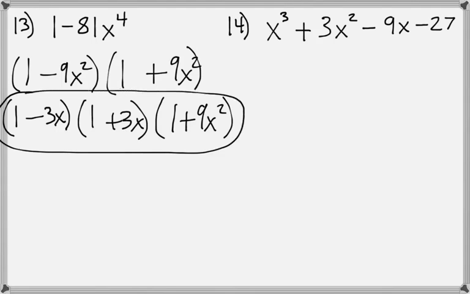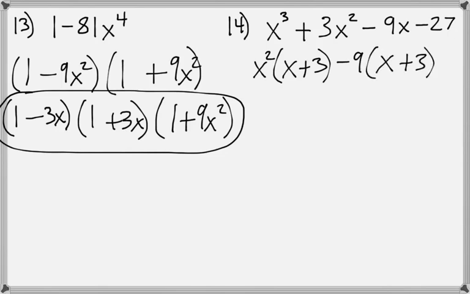With 14, we have 4 terms. I'd like to try to factor out a GCF out of everything, but there isn't one. So I'm going to just do factor by grouping here. Usually when you have 4 terms, you want to try factor by grouping. Out of the first 2 terms, I can take out an x squared, leaving me with an x plus 3. Out of the second 2 terms, I can take out a minus 9, also leaving me with an x plus 3. So if I finish the factor by grouping, I have x plus 3, and I have x squared minus 9.